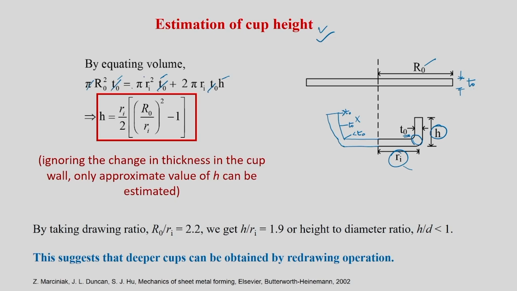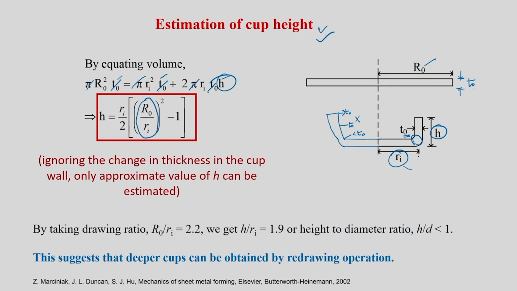Pi also goes off, okay. And from this you can get H. H will be given by Ri by 2 into (R naught by Ri whole square minus 1), where R naught by Ri is our drawing ratio, DR. R naught is your initial sheet radius. You can also keep diameter, okay.